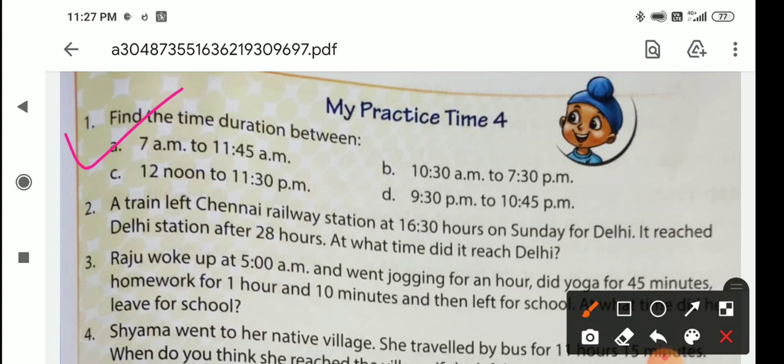Then B bit. 10:30 am to 7:30 pm. Children, you see properly here am and pm is given. So 10:30 am to 12 o'clock means 12 noon. How much? First you find out. Then 12 noon to 7:30 pm. How much? So first of all 10:30 to 12 is 1:30, means 1 hour 30 minutes. Then 12 noon to 7:30 pm is 7 hours 30 minutes. So total if we add we get 9 hours. Okay. So like this you complete one number.